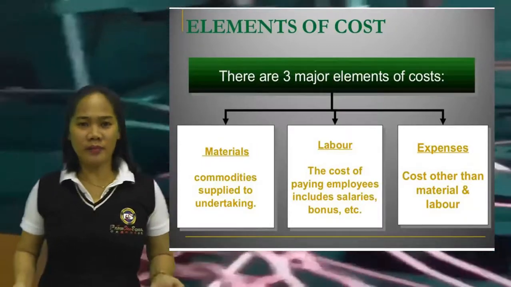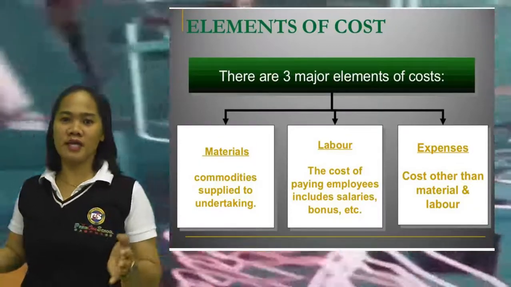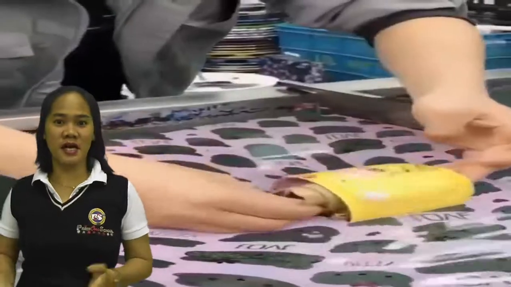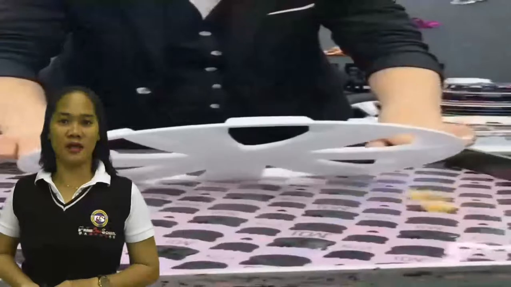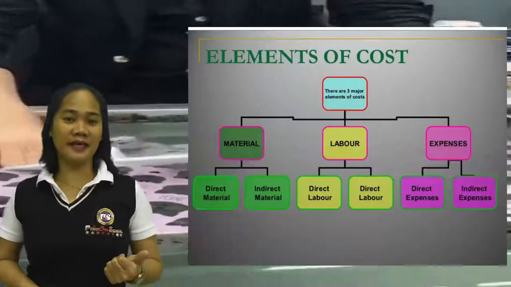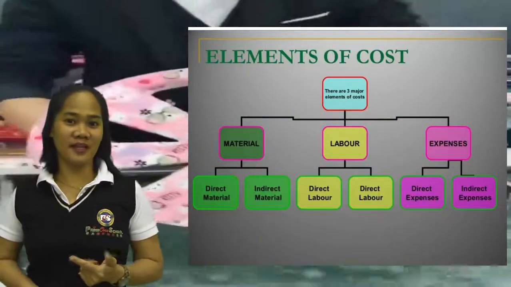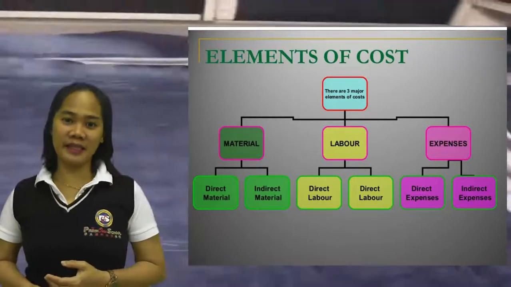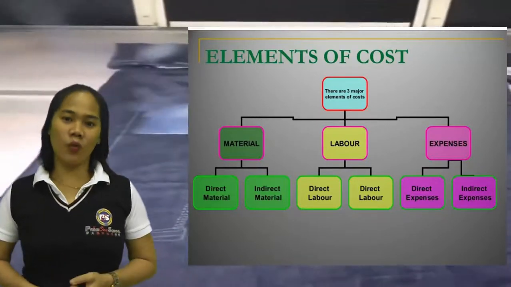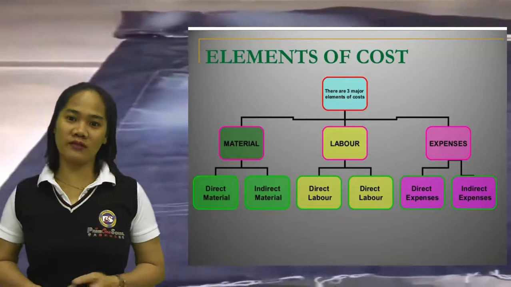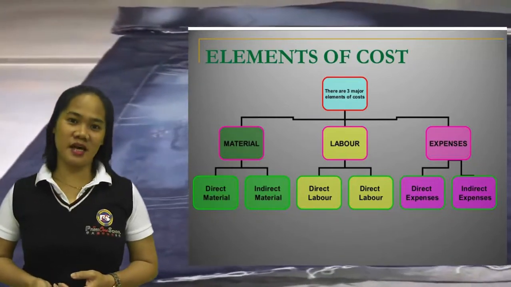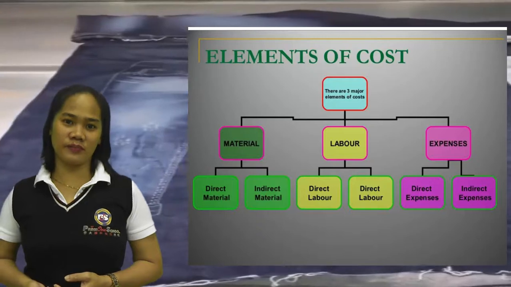In our elements of cost, the three major elements are the material, the labor, and the expenses. But under material, we have two types again: direct material and indirect material. In our labor, we also have direct labor and indirect labor. And in our expenses, we have direct expenses and indirect expenses.